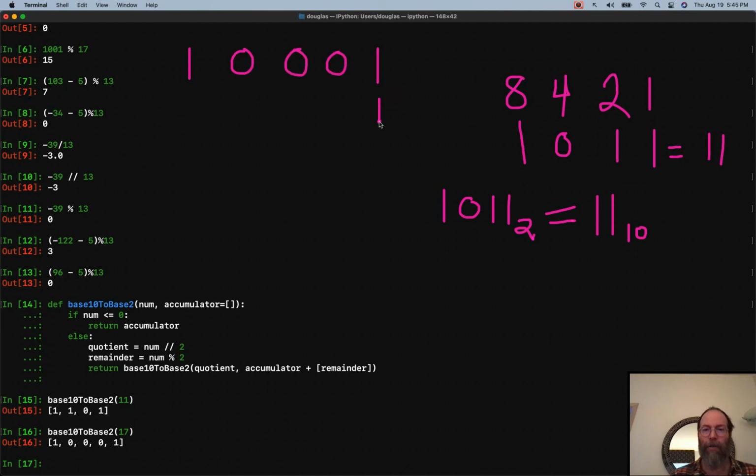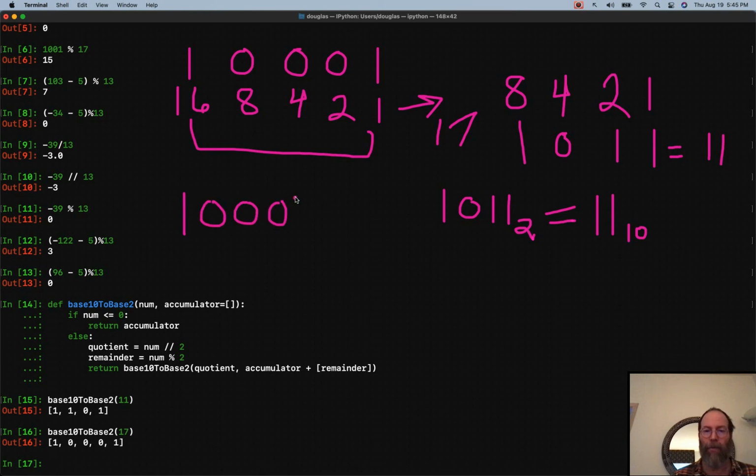10001. So these are the ones, the twos, the fours, the eights, and the 16s. 16 plus 1, that's equal to 17, which means that 10001 in base 2 is really the same thing as 17 in base 10. And by the way, the algorithm that I'm showing you doesn't just work for base 2. It really ultimately works for any base. It works for any base, okay?